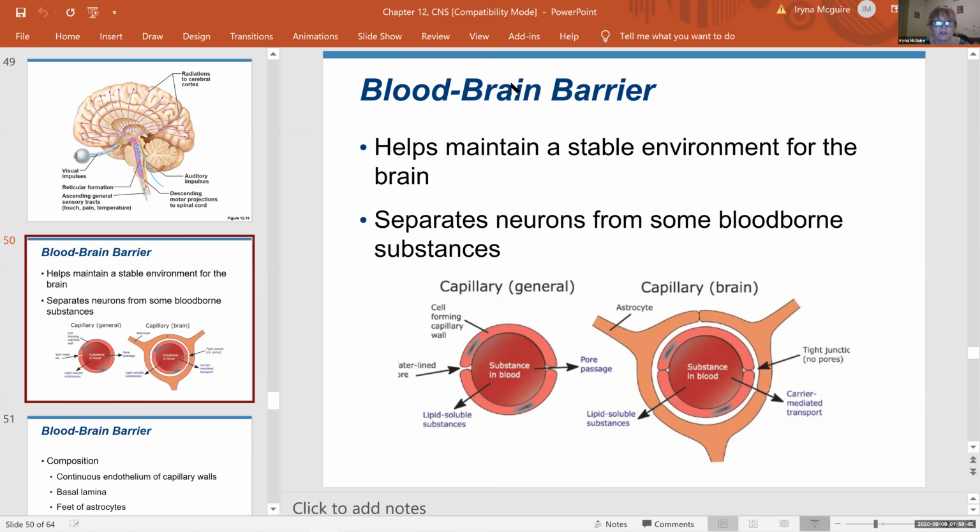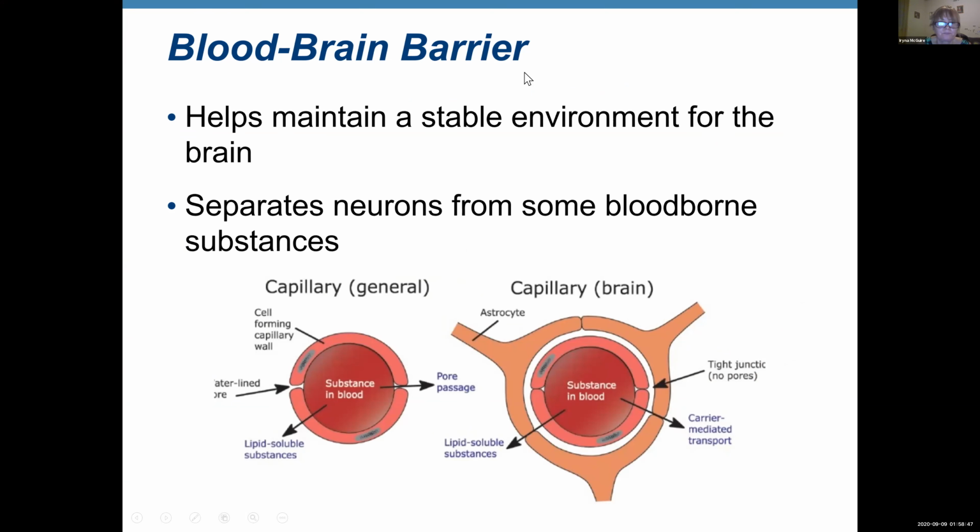Next part of this chapter is the blood-brain barrier that helps maintain a stable environment of the brain, separating neurons from some blood-borne substances. So in this diagram, what you can see are capillaries. Reminding you that capillaries are the smallest blood vessels. So in general, through your body, this is how your capillaries would look like, right? The cells that form them, right?